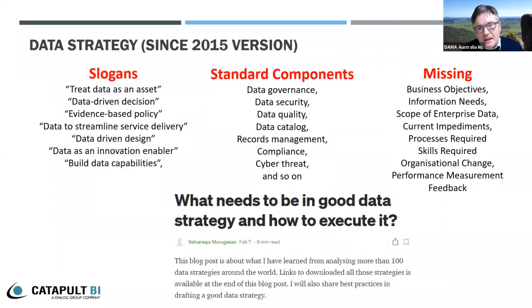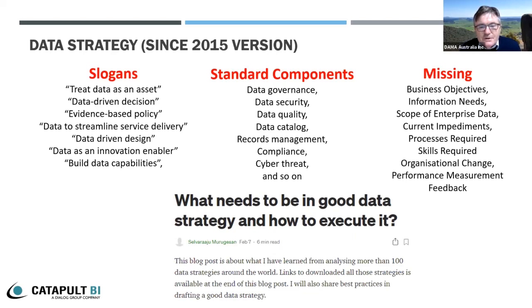So at the moment, a lot of organizations are coming to data with a very recipe book type approach to data strategy. They have a lot of slogans around evidence-based policies. They talk about the standards and components. They're going to put in place data governance, data catalogs. What they don't talk about is business objectives, information needs, scope of enterprise data, and things like that.